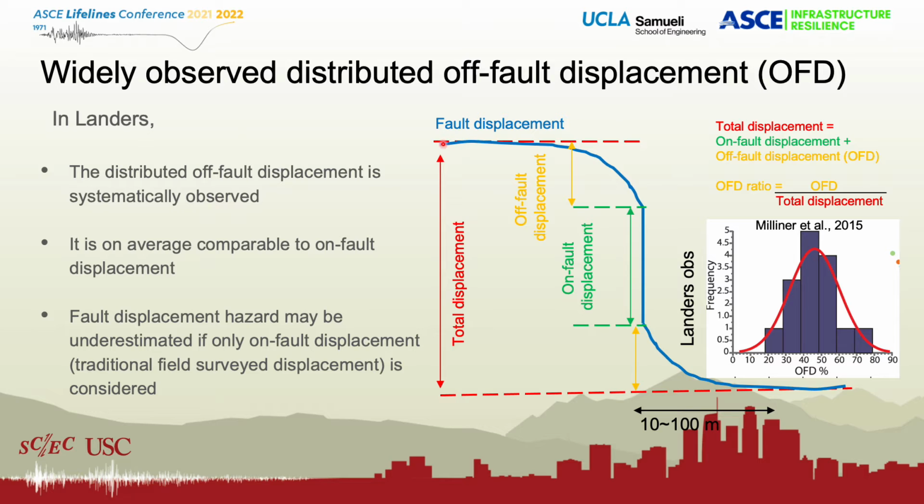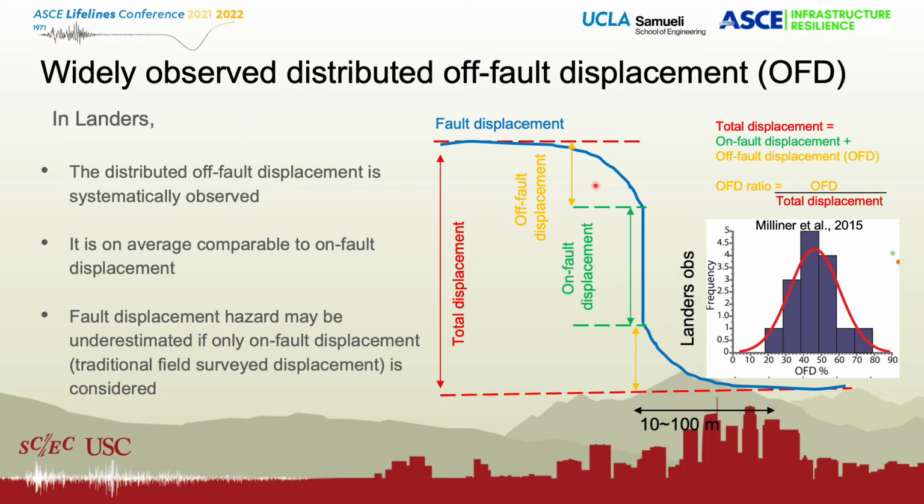As a matter of fact, the distributed off-fault deformation pattern is systematically observed by the satellite in Landers. The off-fault distributed deformation occurs within a narrow zone of a few tens to 100 meters to the fault trace. The total deformation across the fault trace is called total displacement. The total displacement accommodates the on-fault offset that is measured in the field reconnaissance, and the rest of the deformation is distributed off the fault. It's called off-fault displacement, or OFD.